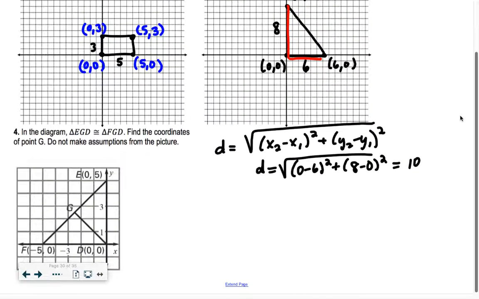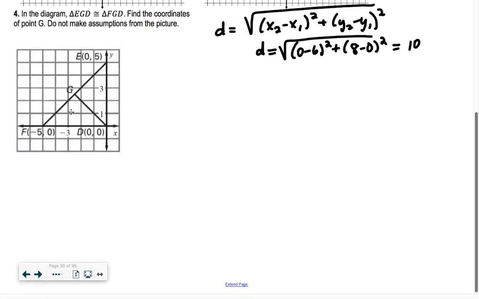All right, so number 4. So it says in the diagram, EGD is congruent to FGD. Find the coordinates of point G. Do not make assumptions from the picture. So, looking at it, I would probably guess that it's negative 2.5, 2.5. It probably is. But the hard part about geometry is pictures aren't always drawn to scale. So sometimes you have a picture and you're like, oh, it looks like it's going to be negative 2.5, 2.5. And sometimes it's not. So be really careful with doing that, okay?